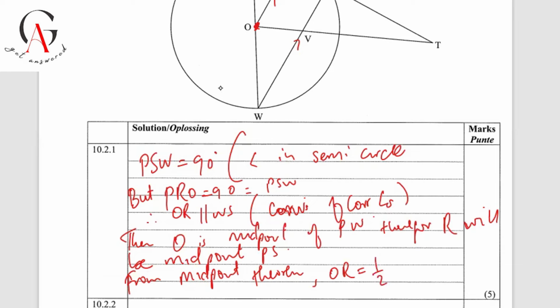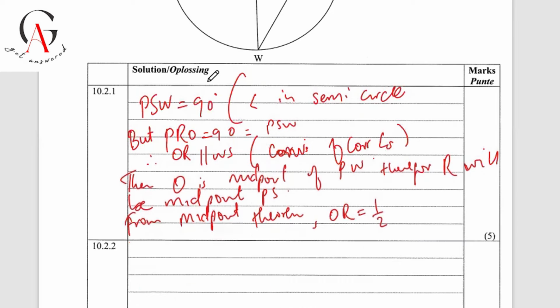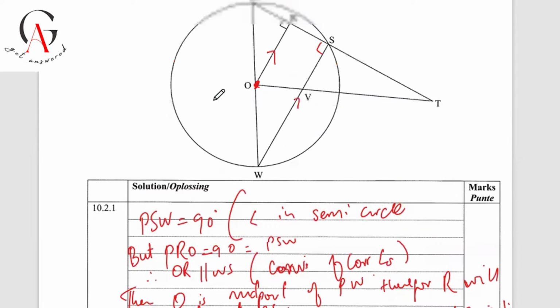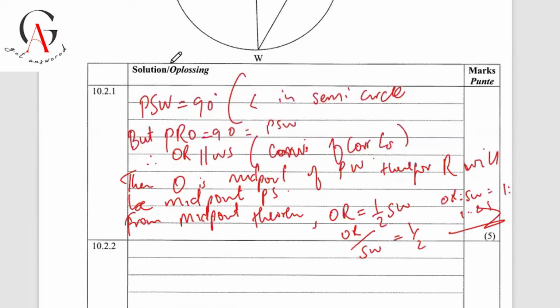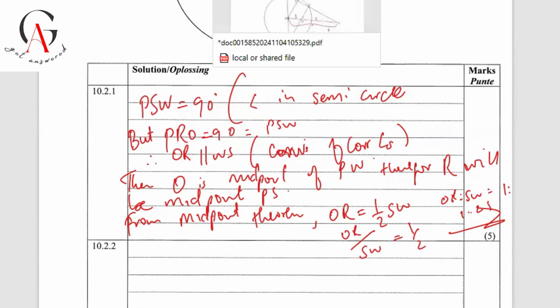Why am I saying OR must be half of SW? When you divide both sides, you're going to have OR over SW equal to 1 over 2, which means OR to SW should be 1:2. So that is all they needed. Prove the 90 degrees here, give a reason, then go on to conclude that these lines are parallel. Then bring in the midpoint aspect, and then use the midpoint theorem for the distance.